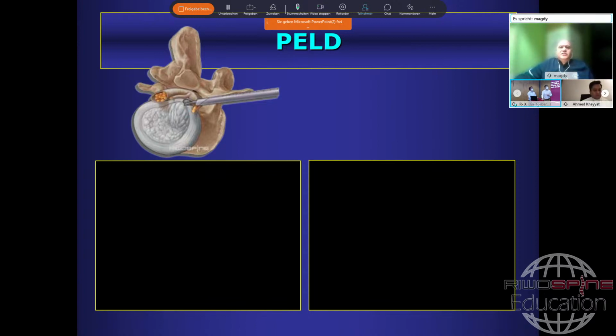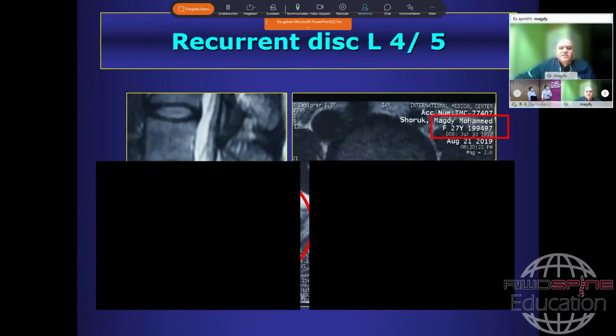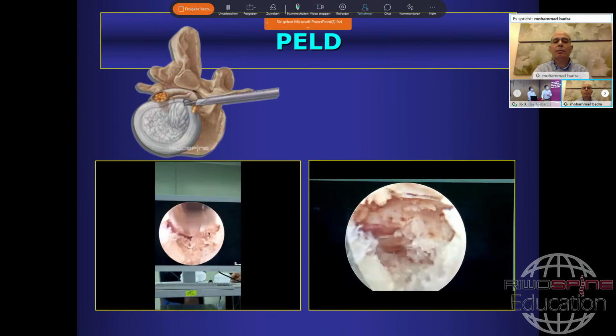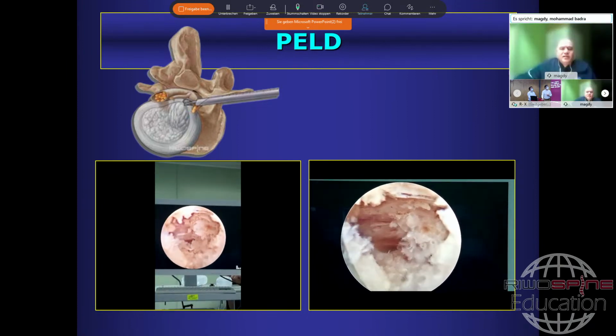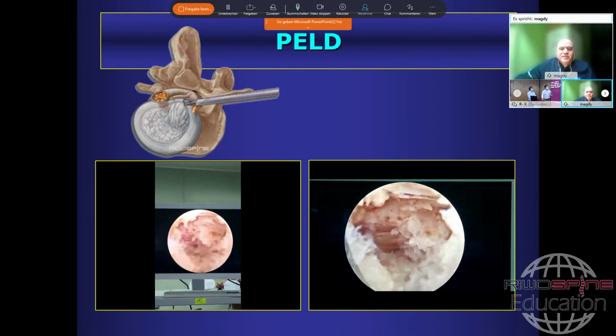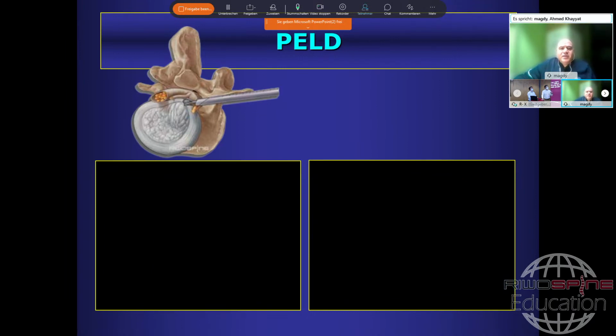This is showing that it was excellent to remove it transforaminally. You see here, I tried to dissect the adhesions on the left side, but it is very adherent to the dura and the epileptic disc, with full pulsations, and the patient was very happy. Actually, she was offered open discectomy and fusion. She is 27 years old. She escaped the fusion, which is the beauty of endoscopic surgery in young patients.